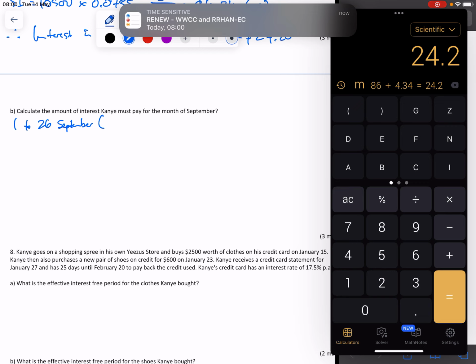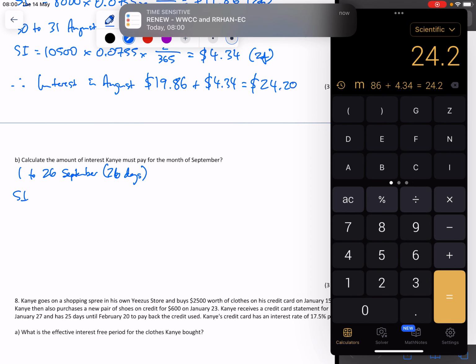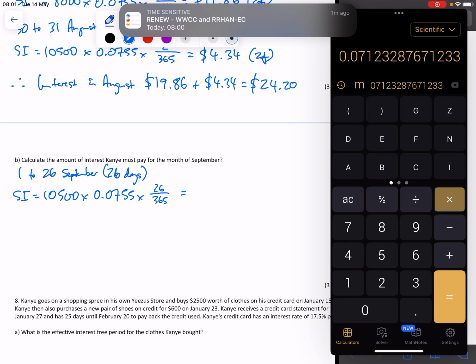He still had $10,500 out, so simple interest is equal to 10,500 times the rate as a decimal, 0.0755, times the 26 out of 365. 26 divided by 365 is a number, times 0.0755 is a number, times 10,500 is $56.47 to 2 decimal points.